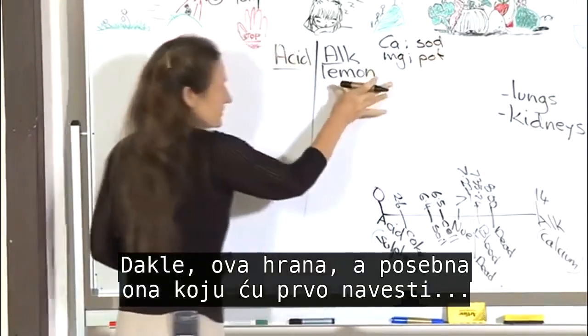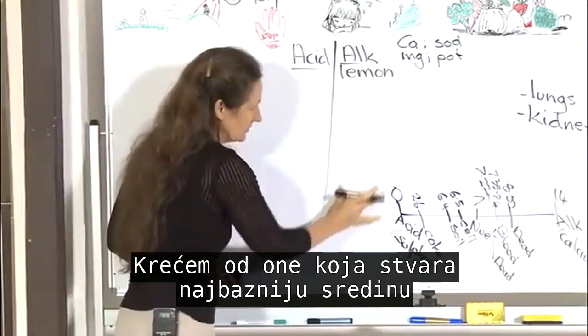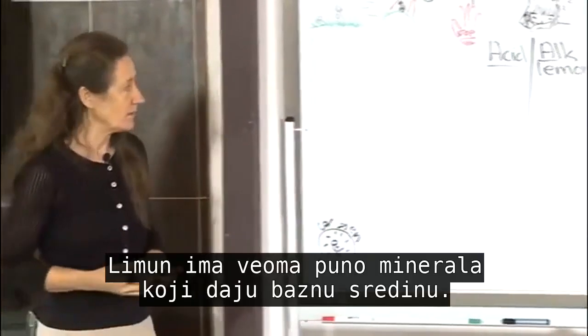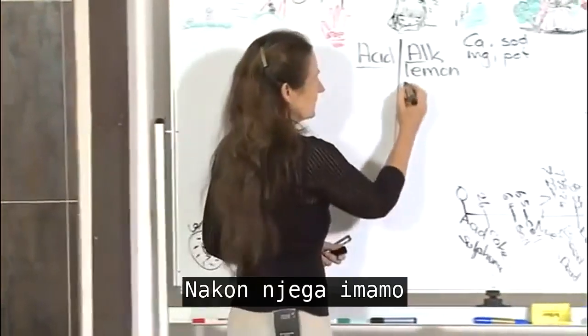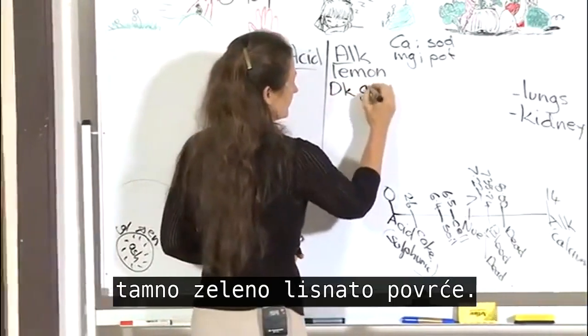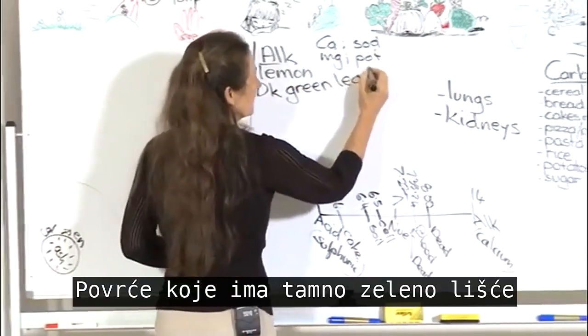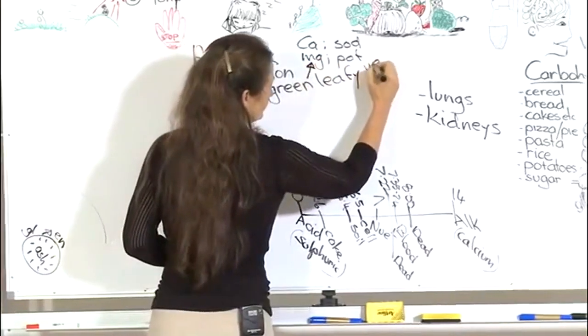So these foods, especially the ones that I'm writing first, I'm writing the most alkaline down to average alkaline, are very high in your alkaline forming minerals. The second is the dark green leafy vegetables. Dark green leafy vegetables are the highest form of the magnesium.